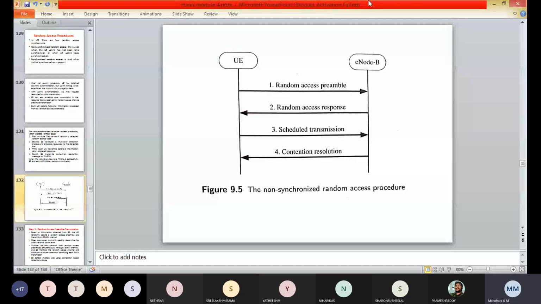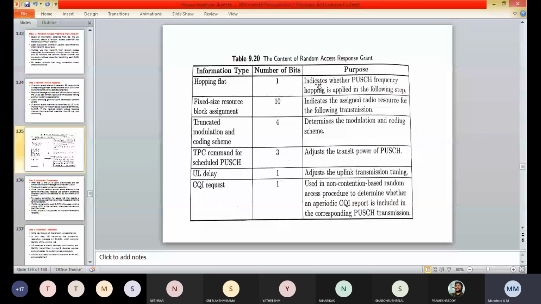This table is for the content of the random access resource grant, where we have the information type, the number of bits, and the purpose. In the first we have the hopping flag. The number of bits is 1. We use it to indicate whether the physical uplink shared channel frequency hopping is applied in the following step. Next we have the fixed size resource block assignment. The number of bits is 10 bits. It will indicate the assigned radio resource for the following transmission.